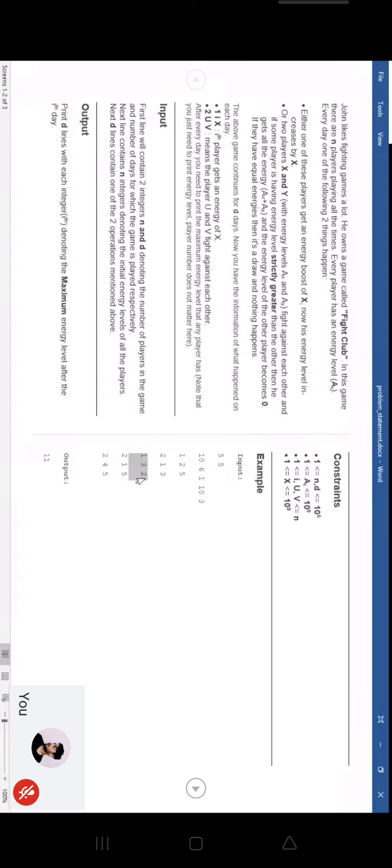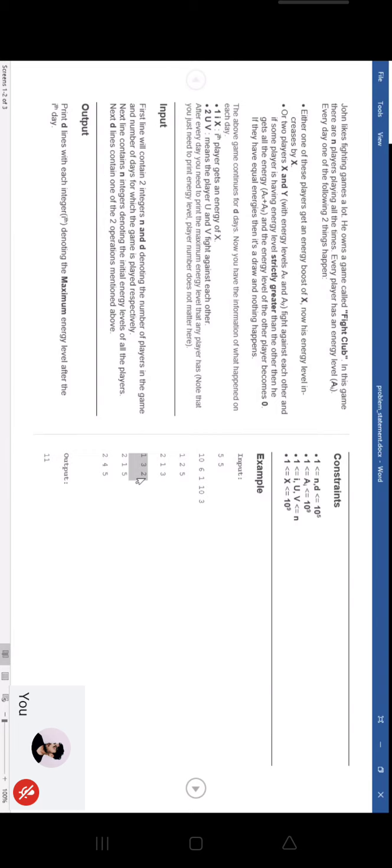That means in the first day the maximum energy was 11. In the second day the maximum energy was 11. In the third day it is 2. So basically instead of 2 you need to print 11.